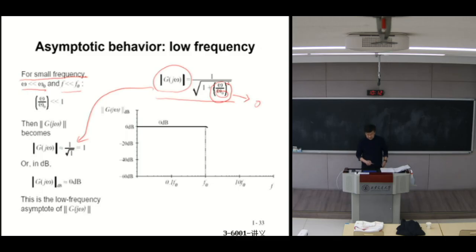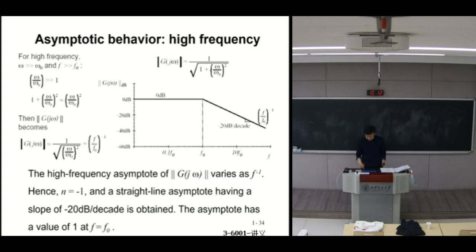Therefore, for the frequency range much smaller than f0, the magnitude of a single pole transfer function is considered almost equal to 1.